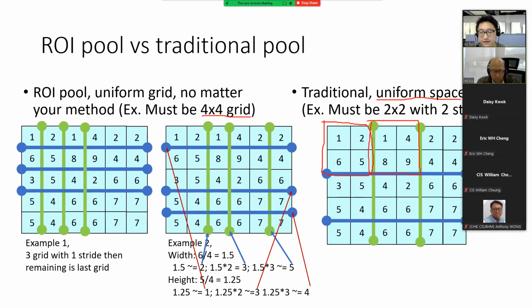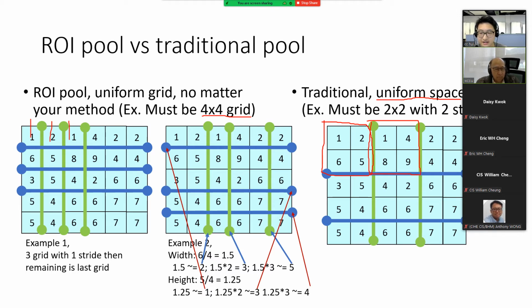Here I give an example of a 4 by 4 grid. I have a 6 by 5 input map. We want a 4 by 4 output. The first method I give is the most straightforward method, where we just write 1, 1, 1, 1 here, and the remaining will be the last section. Then you can get a 4 by 4 output. This is the most simple but not accurate method.